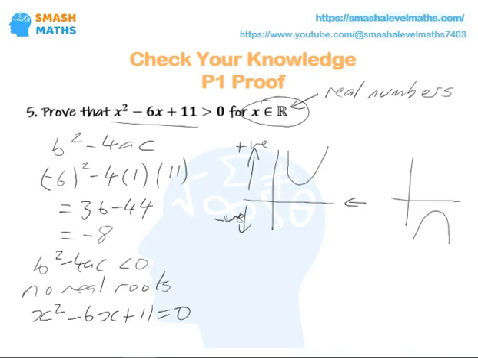So we've got to add in to this proof here that it's a positive quadratic with no real roots, and so therefore that's why it's always going to be greater than 0.